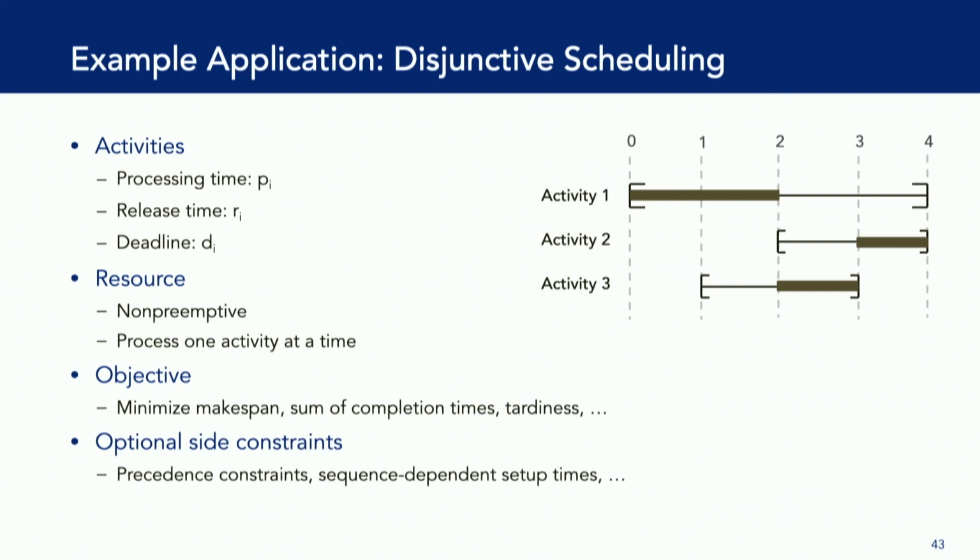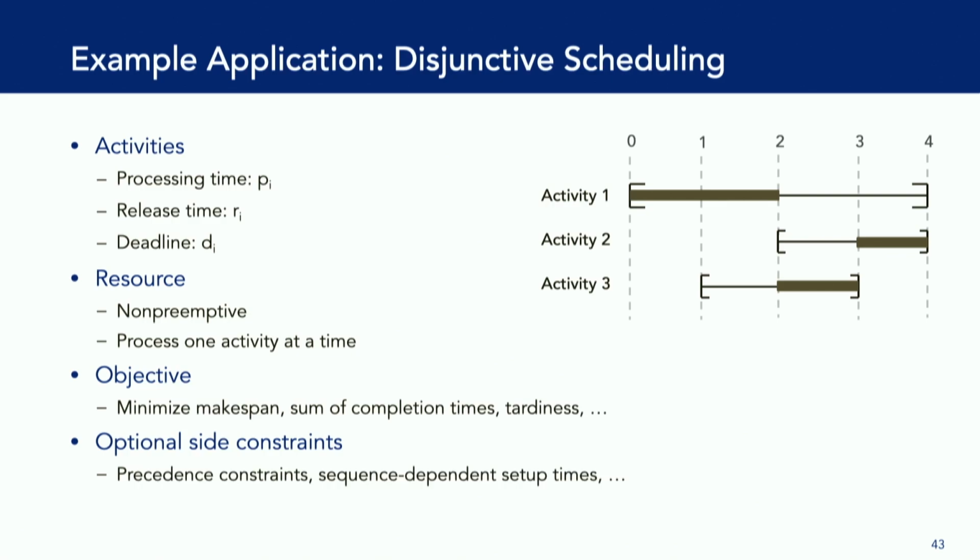It's disjunctive scheduling. In this case, we have 3 activities. Every activity has a release and a deadline and a certain processing time that it has to take up on the machine. Objectives can be minimizing makespan, sum of completion times, tardiness, and so forth. We can handle all of them. And there can be side constraints, like you have to first do activity 1 before activity 2 and so forth, precedence constraints, for example.